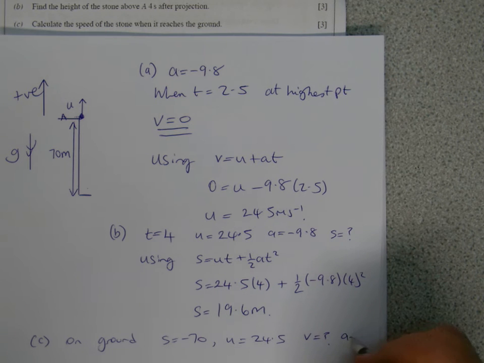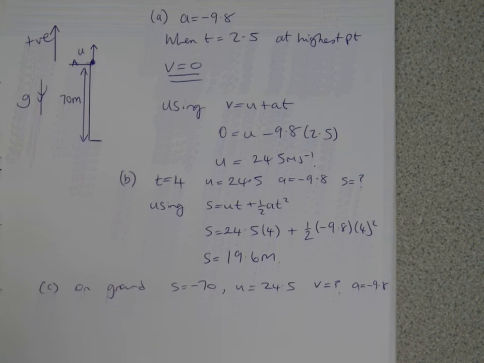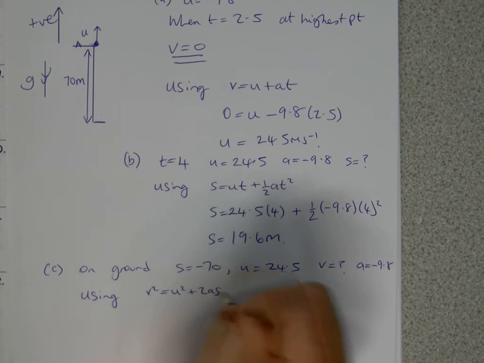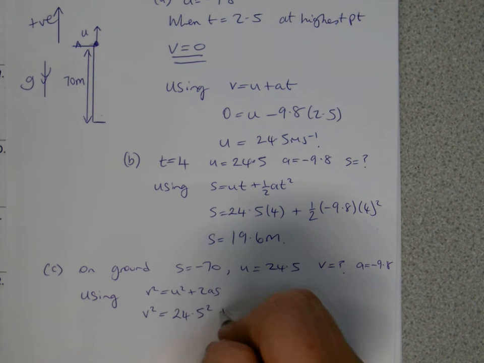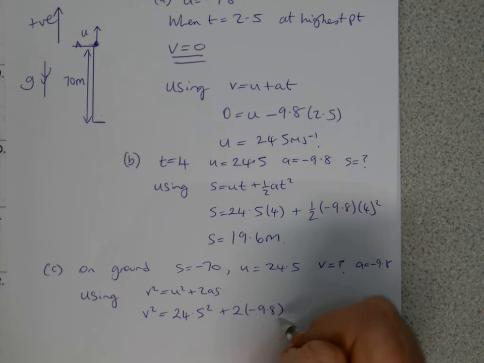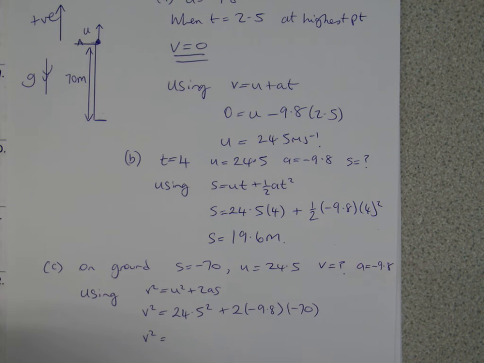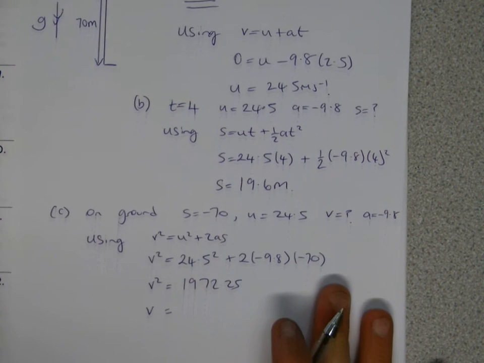We know a is minus 9.8. I'm just wondering now if we've got enough information. So we could maybe use v squared equals u squared plus 2as. So v squared will equal 24.5 squared plus 2 times minus 9.8 times s, which is minus 70. So we'll work that out, and we get 1972.25. So then we'll square root that.